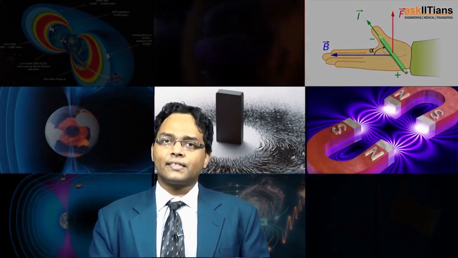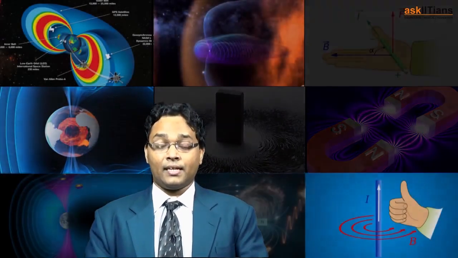We have already been discussing quite a few chapters from the class 12 syllabus. Now, here is another one. This is moving charges and magnetism. So what basically do we need to understand about it? We see magnets everywhere. It actually exists everywhere around us. So let's try to understand more about magnetism.